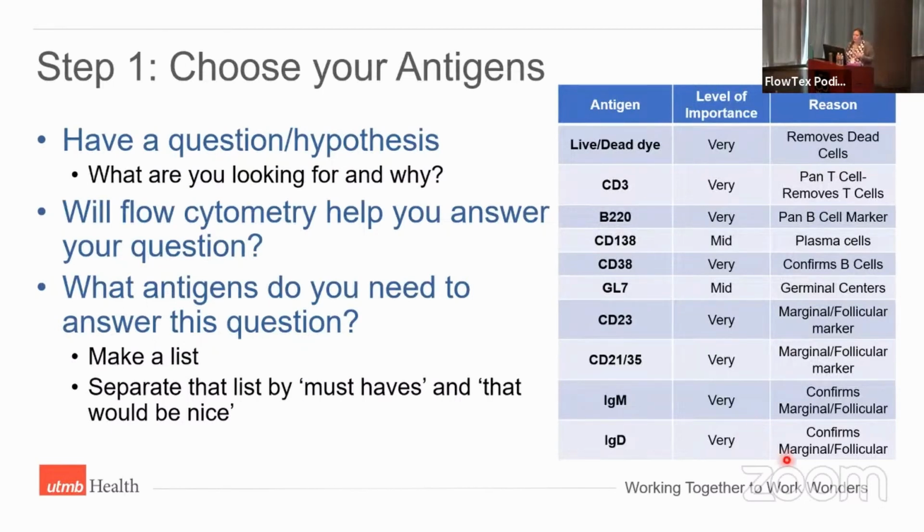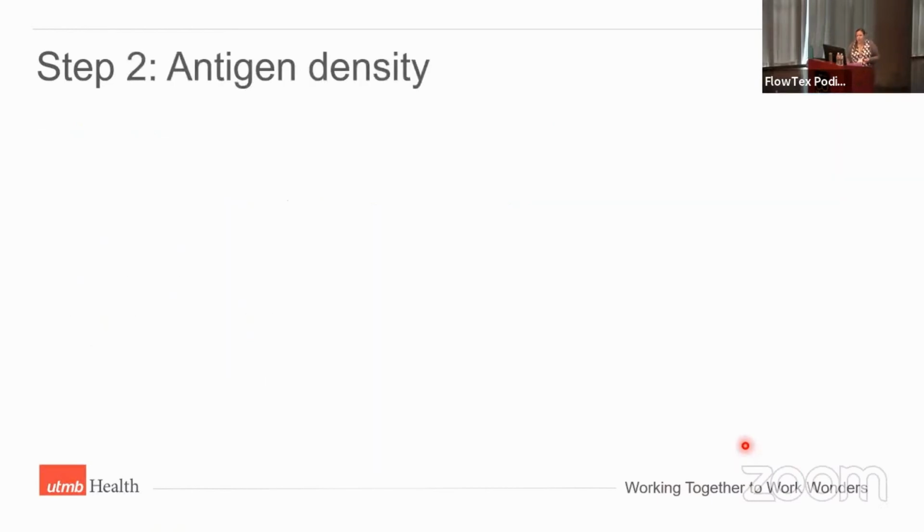And then I also, because I'm not an expert, I'm not an immunologist, I have them indicate to me what the reason is that they need that marker, because I don't know every single population under the sun. So we started there and immediately we went ahead and added IgD because it wasn't originally there. Then we started to look at the antigen density.